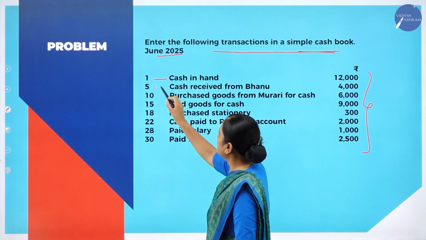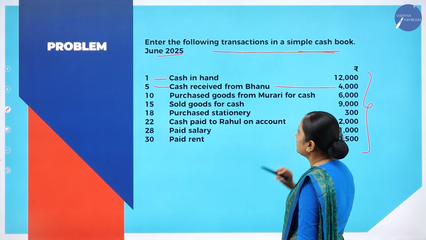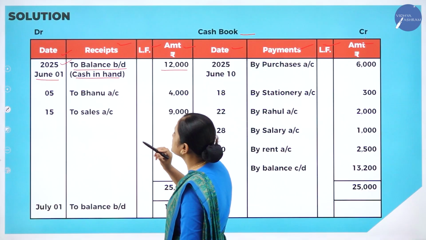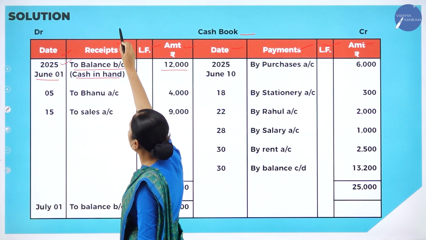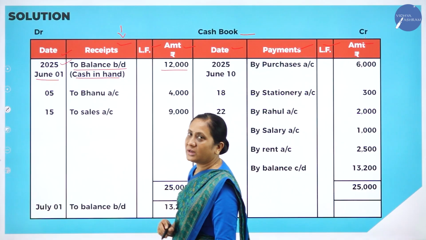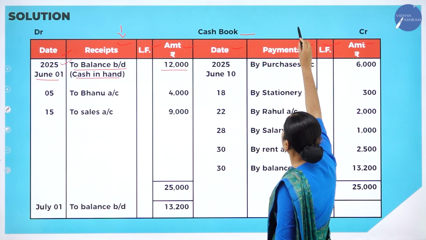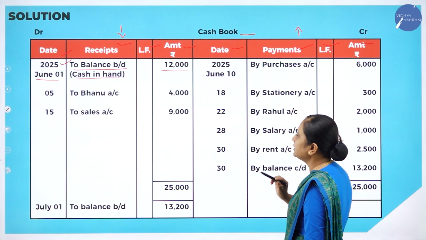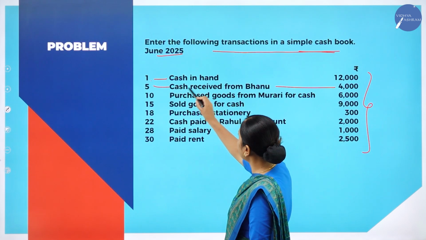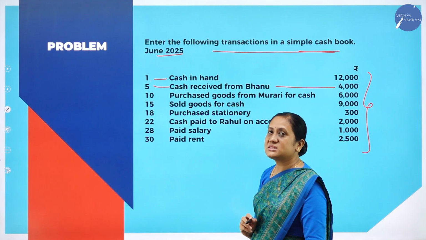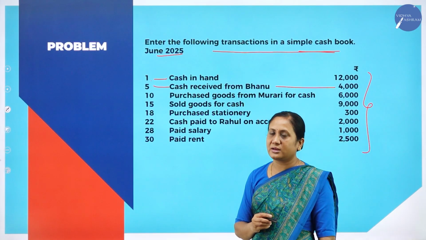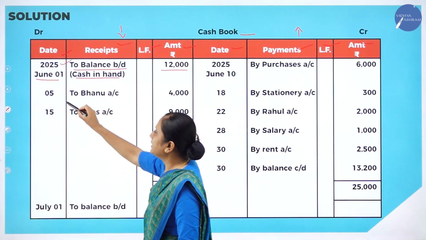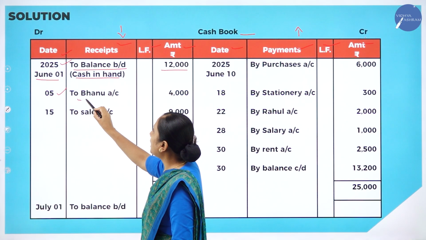Next, 5th, cash received from Banu, 4,000. See here, when we are preparing this cash book, single column cash book or simple cash book, we should always think about cash. What is happening to the cash? Whether cash is coming in or cash is going out. If there is an inflow of cash, it is on the debit side; outflow of cash is on the credit side. Now in this transaction, cash received from Banu. That means the business is receiving money from Banu. Correct. So there is an inflow of cash. Where should we enter? We should enter it on the debit side. Date in the date column, to Banu account.